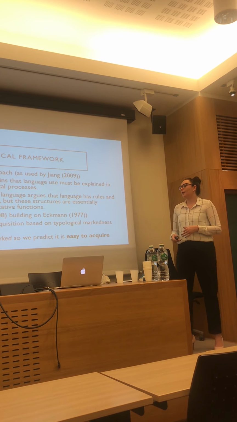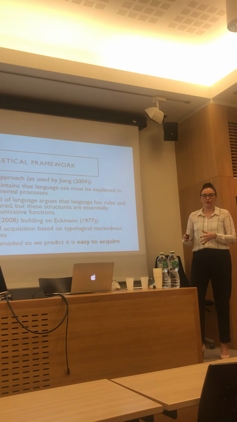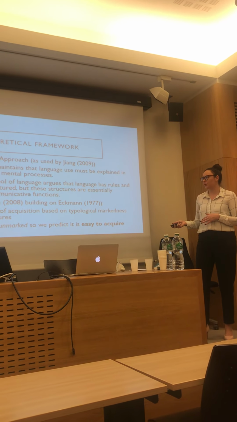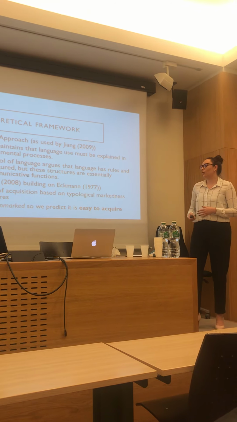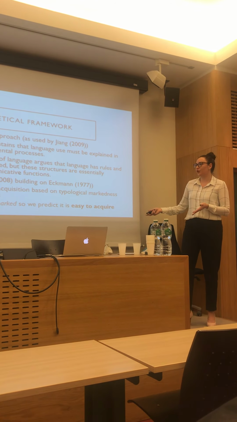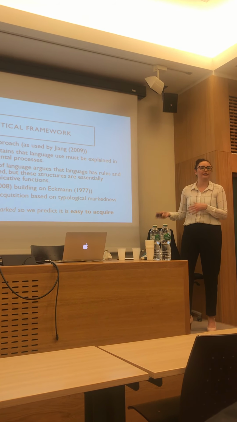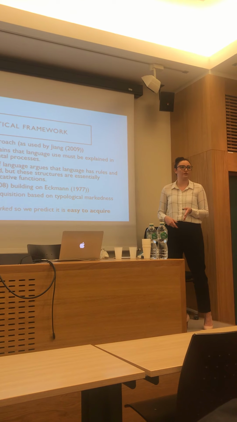Also using markedness theory, Jin used this to basically do a similar study to what I'm doing, in 2008, where he picked some word order features as well, and he was building on Ekman. And with this, we can predict the difficulty of acquisition that the learners are going to have. And so, for an example, we would say that SVO is typologically unmarked, so we would predict that this is going to be easier to acquire.